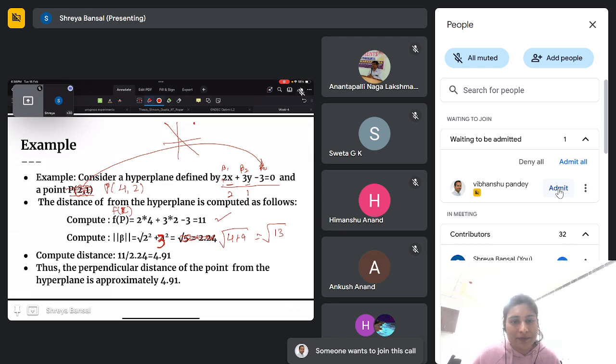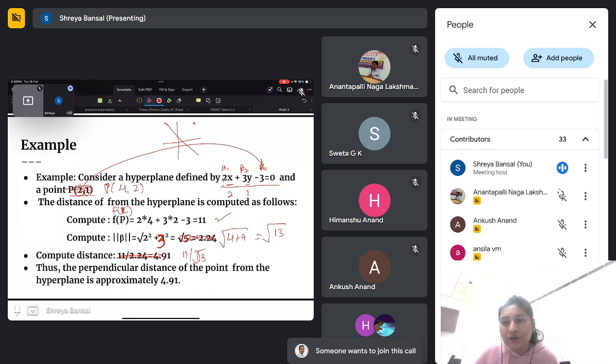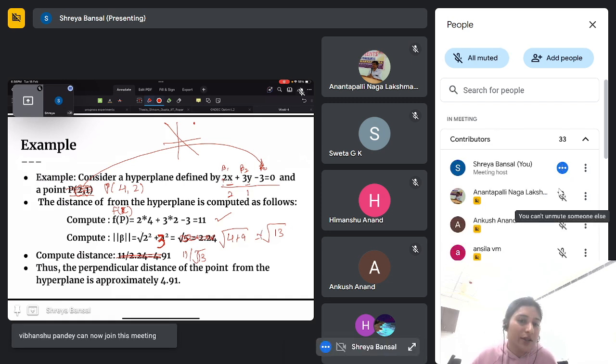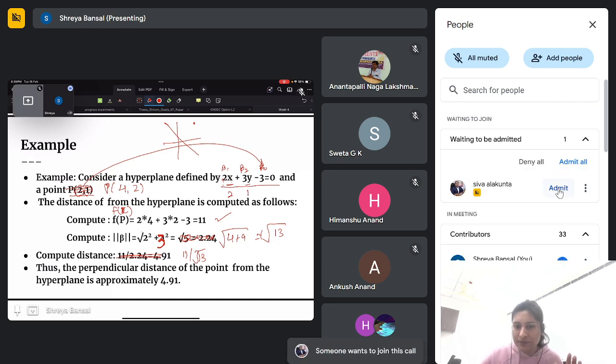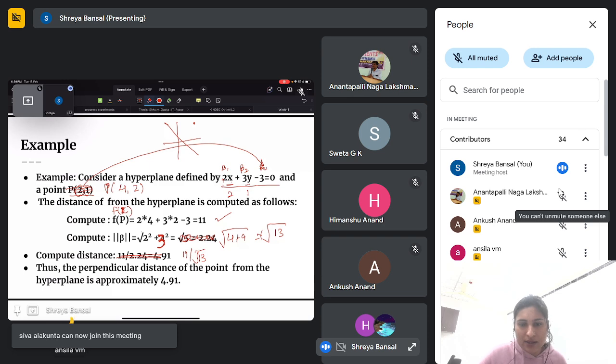Is that clear? So now you have this 11 and this 13. You will compute the distance as 11 by under root 13. This will be your exact distance, and if you are not using this under root 13, then it will be your proportionate distance. It's a simple thing. You have a hyperplane and a point, you want to calculate the distance from the hyperplane: just put the point in the equation, get the value and divide it by the beta norm. This is the exact value. Is that clear? Anyone having any doubt in this?